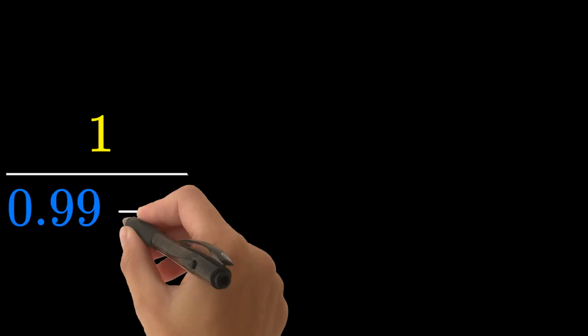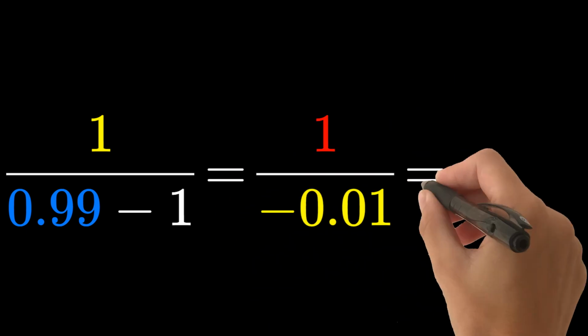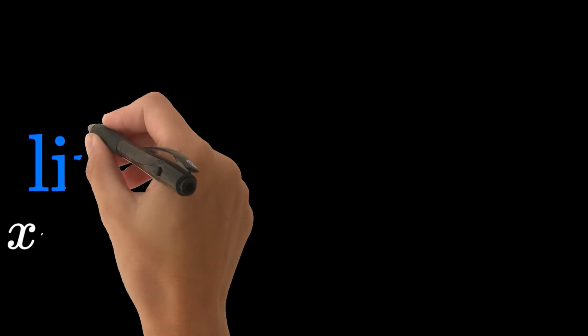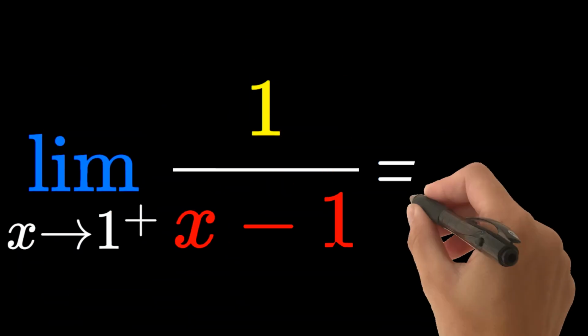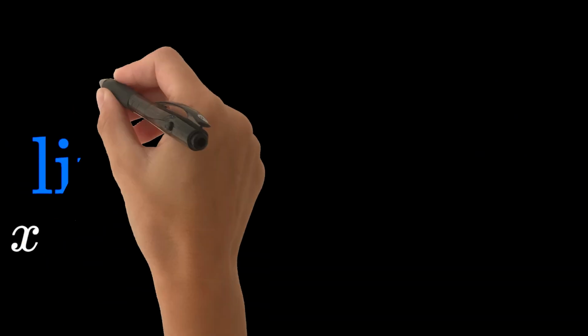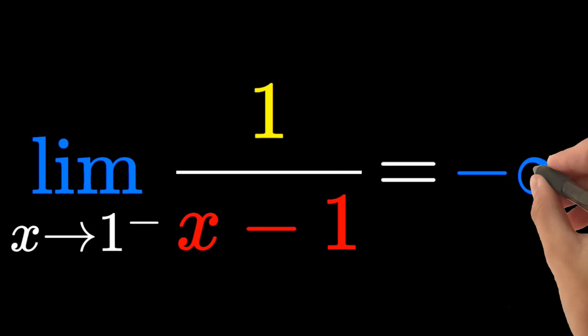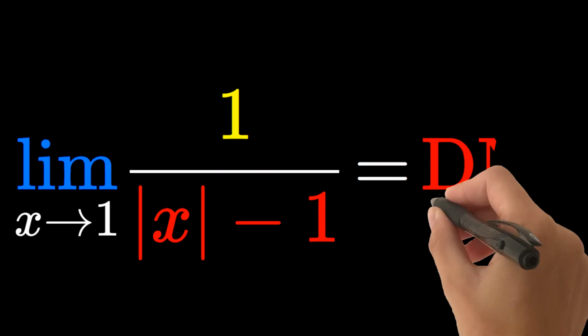Second, we replace x with 0.99, which gives us 1 over 0.99 minus 1, which equals 1 over negative 0.01, which is minus 100. We can do more calculations like these, but they all will suggest that the limit as x approaches 1 from the right of 1 over x minus 1 is positive infinity. When x approaches 1 from the left, the limit of 1 over x minus 1 is negative infinity. This means that the limit as x approaches 1 of 1 over the absolute value of x minus 1 does not exist.